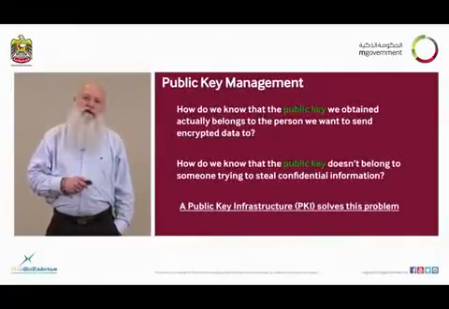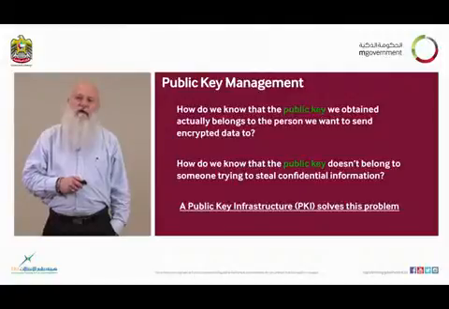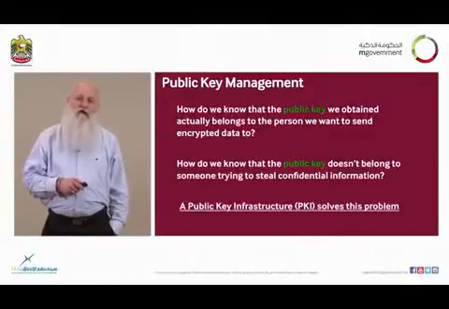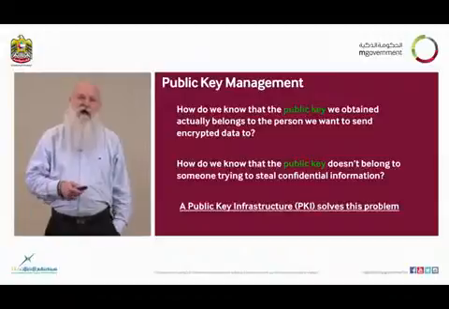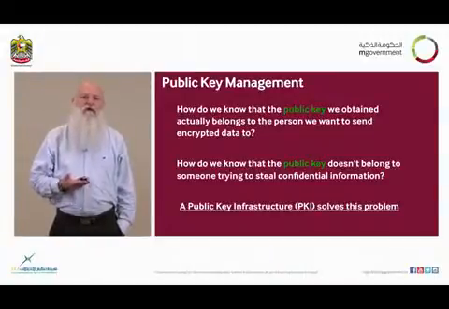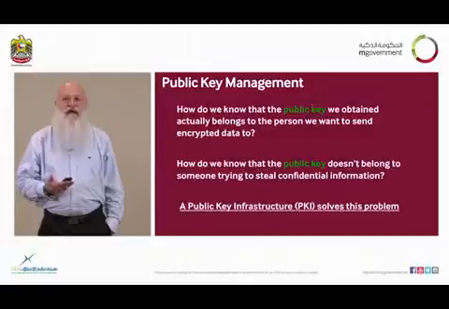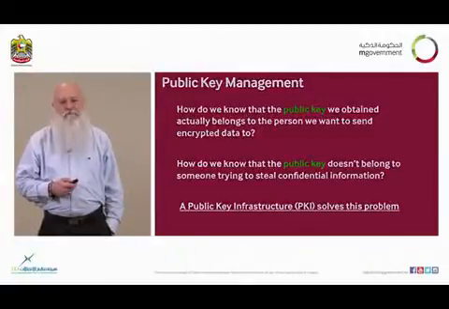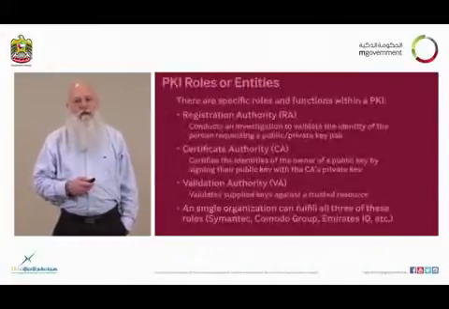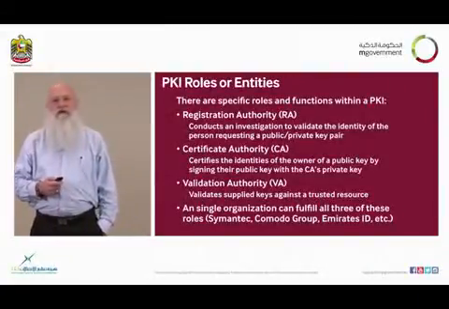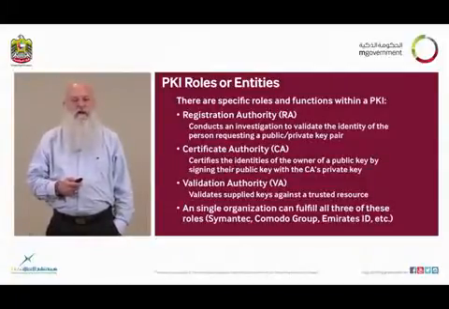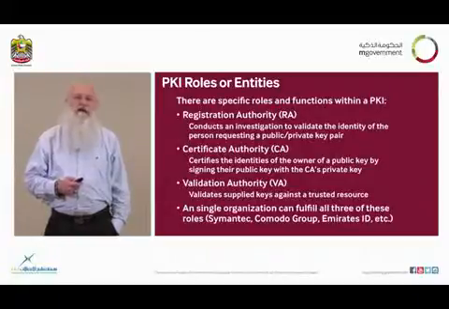So, if we're using an asymmetrical cipher, the distribution of the public keys becomes a critical resource. How do I know whose public key I have in my hand? We answer this question of the identity of the public key through a public key infrastructure. The public key infrastructure relies on three critical logical entities called a registration authority, the certificate authority, and the validation authority.